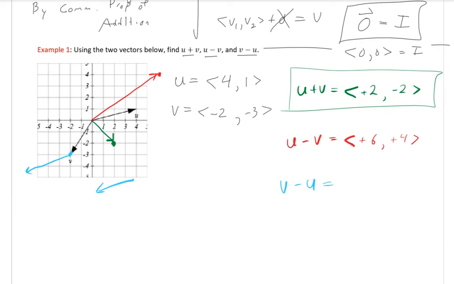If we do v minus u, we get negative 2 minus 4, which is negative 6, and then negative 3 minus 1, which is negative 4. We get the inverse of the previous one. So we get 6, negative 4, and we get to right there, which is what I expected. So those are some examples of adding and subtracting vectors.